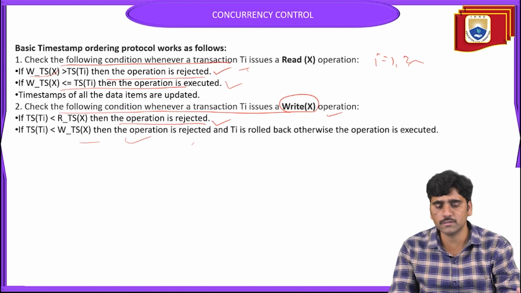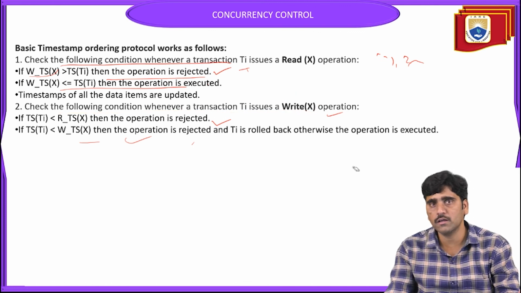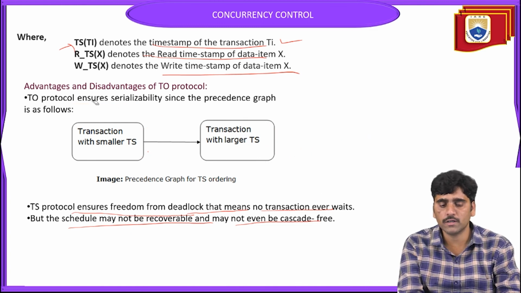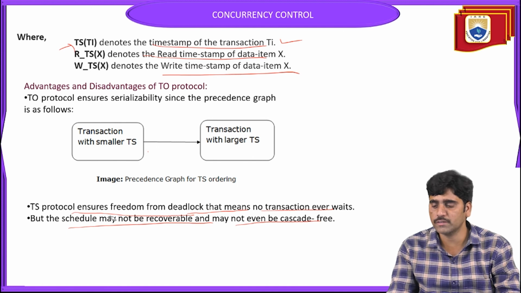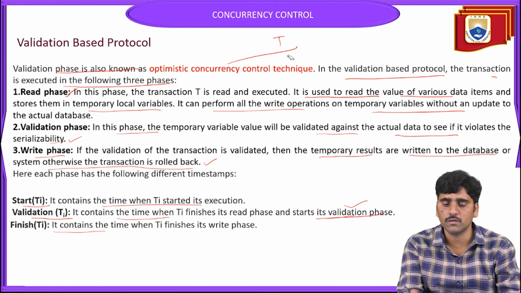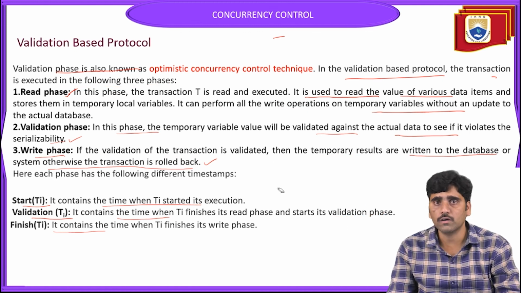There are some conditions for ordering in this protocol. This diagram shows that younger transactions are waiting for the next moment and older transactions are executed in the first moment. And then the validation based protocol. Here all the data is maintained in temporary local variables, and if it is validated against the actual database, then it performs the write operation to update the database itself.